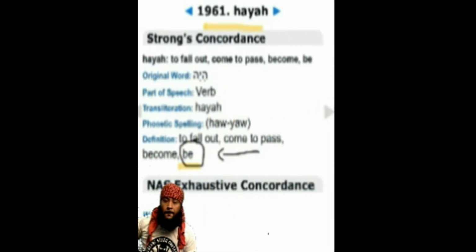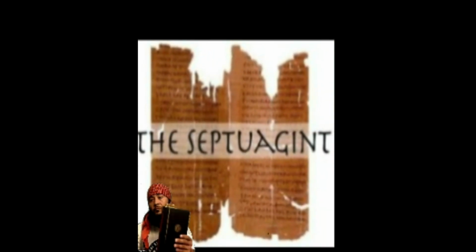The word used in the text is Hayah, Strong Concordance number 1961, meaning to be. However, in the Hebrew language, there is no form of the verb to be. So when confused about something, I try to trace it back to its origins. From the 3rd century BCE is the oldest version of the Old Testament, known as the Septuagint, which is said to have been the first translation of the text from a Hebrew text that has no longer survived.